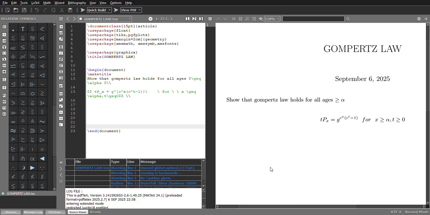Today I would love to take you through one of the laws of mortality. We have two laws of mortality, and the first one is Gompertz, and the second one is Makeham's law of mortality.